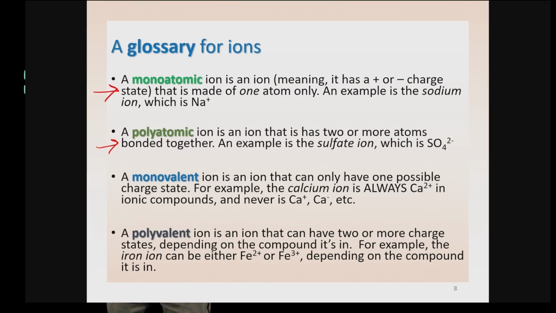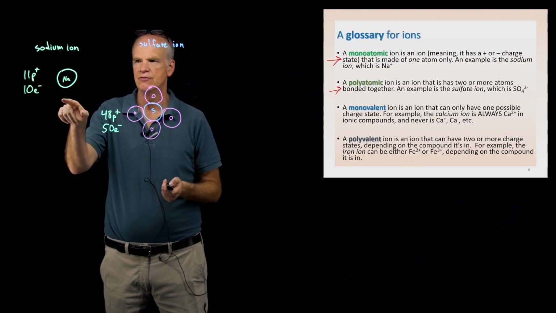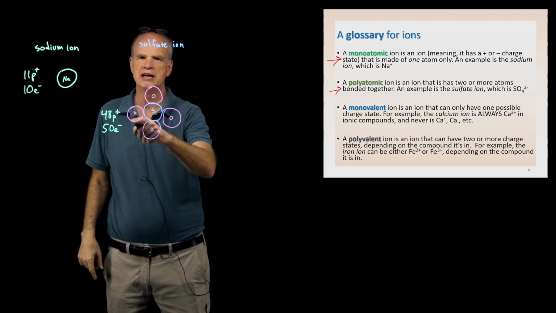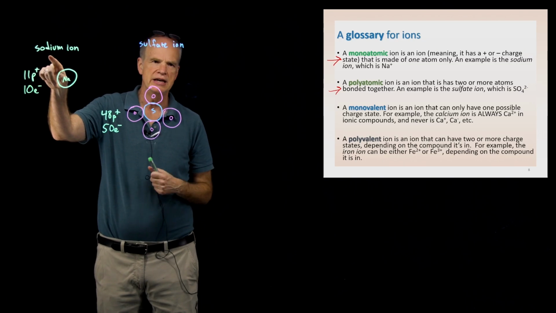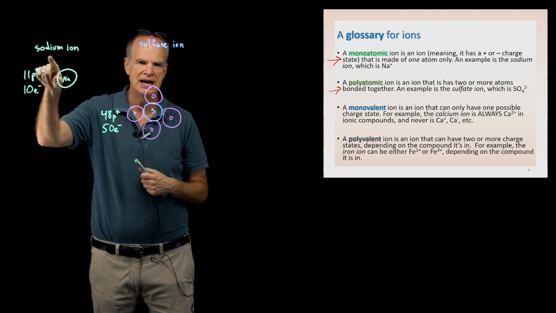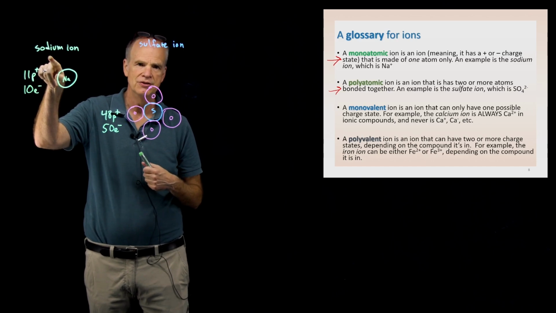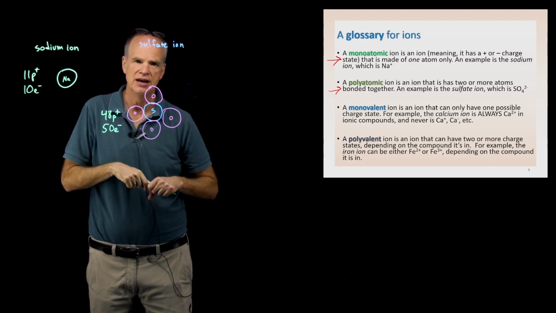Can I reduce the slide? So let's go ahead and look at an example of this monatomic ion, which is the sodium ion here, versus the sulfate ion, which is a polyatomic ion. Just to point out, for a neutral sodium atom, you can look up its atomic number. It is 11. Therefore, the neutral sodium atom will have 11 protons and 11 electrons.